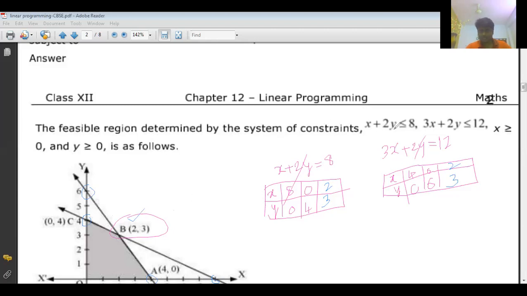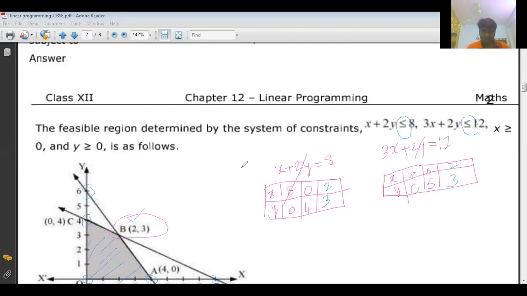Now both are given as less than or equal to, so towards the origin. Now shade this region. So that is the required region. Now what do you write from the figure? The region is bounded and closed. What is the region? O A B C O is the region bounded and closed by the corner points 0 comma 0, 4 comma 0, 2 comma 3 and 0 comma 4, like that we'll write.